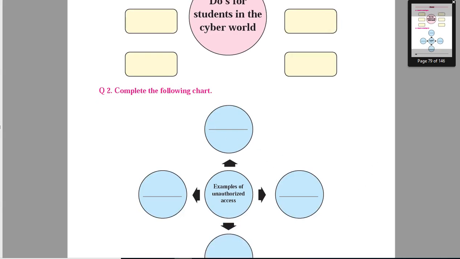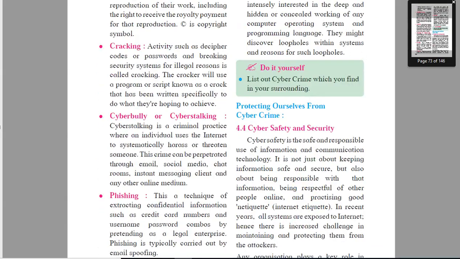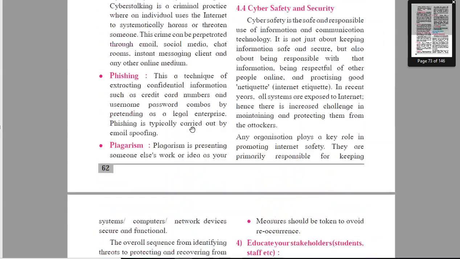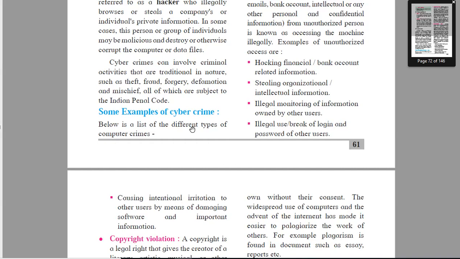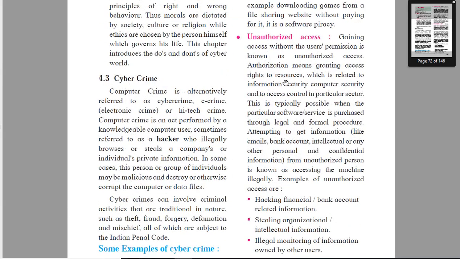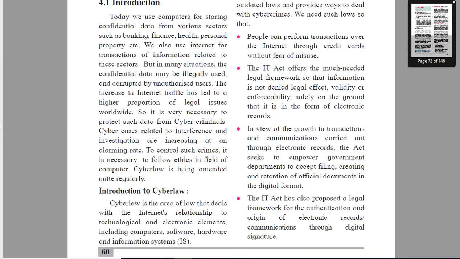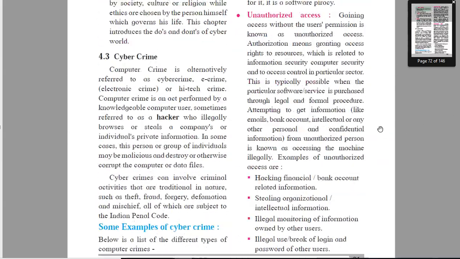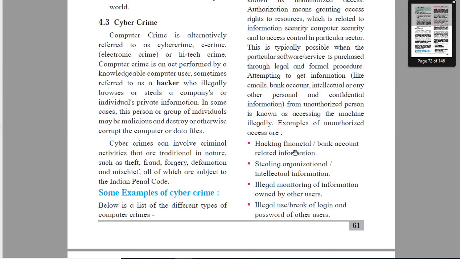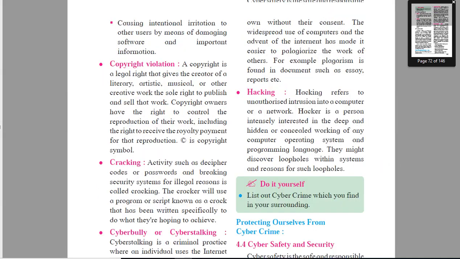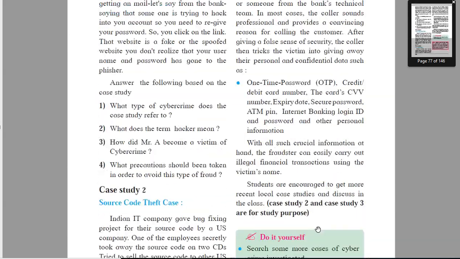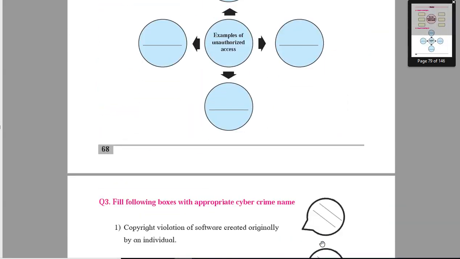Examples of unauthorized access are also given in the textbook. Here there is a question on unauthorized access. From that you all can take the examples of unauthorized access and write them in your box and complete the chart. Which are the examples that you all can see? Those examples are hacking of bank accounts, stealing information, and illegal monitoring of information. So these are the different types of examples of unauthorized access.